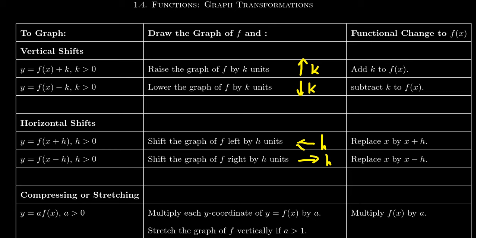With horizontal shifts, students often feel like it's working backwards compared to the vertical shifts, because adding something to the y-coordinate moves it up. Subtracting something from the y-coordinate moves it down. That seems to make sense. But in this situation, adding something to the x, you might think, would move it right, but it moves it to the left, and subtracting from the x-coordinate moves it right.